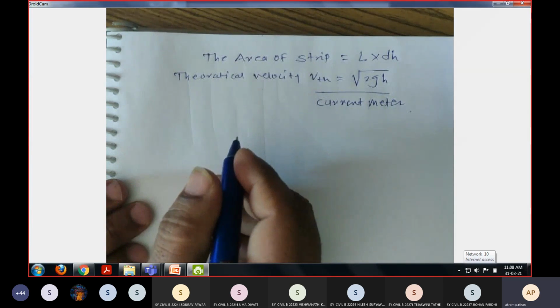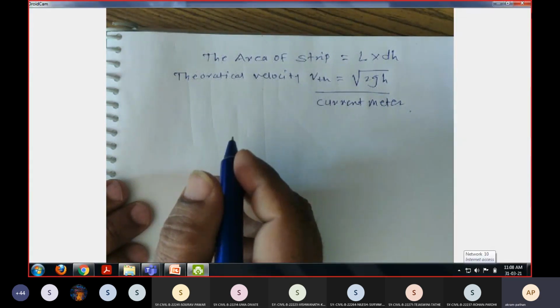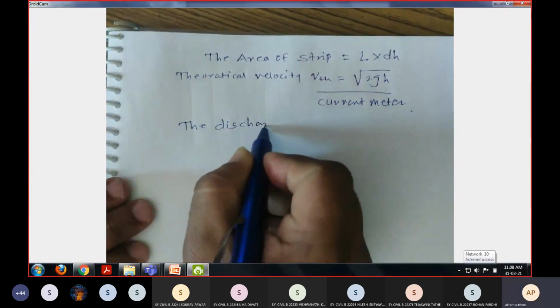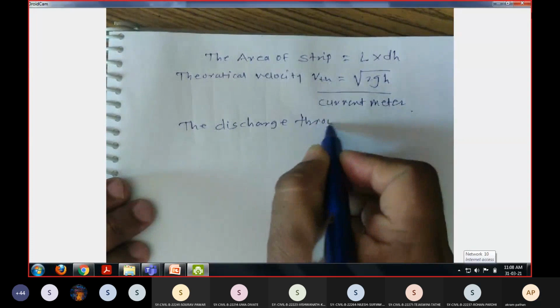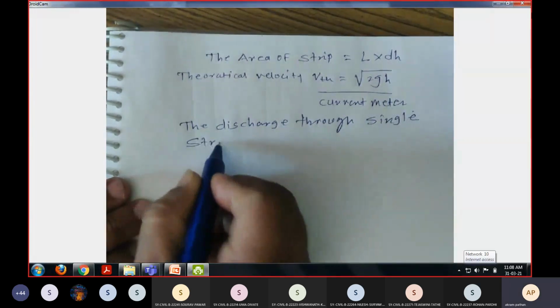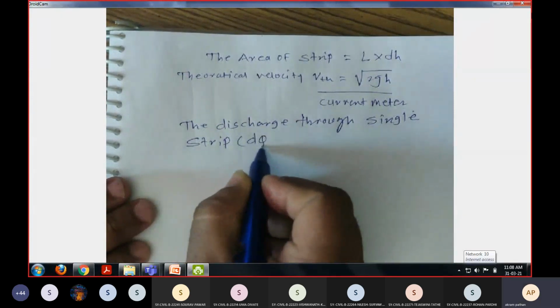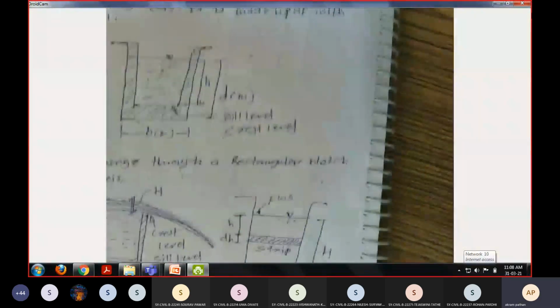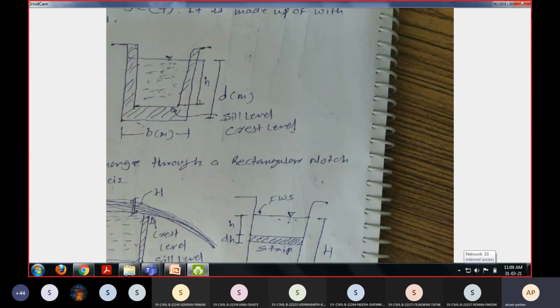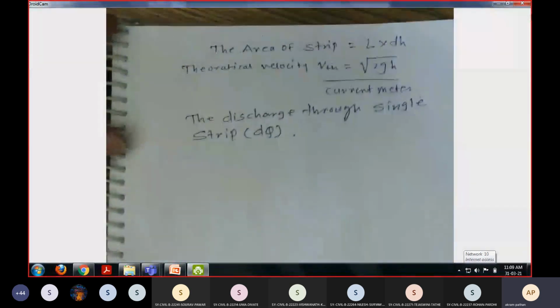then we have to calculate the discharge through the single strip, okay, that is dq. म्हणजे ही जी सिंगल स्ट्रीप आपण कन्सिडर केलेली आहे याच्यामधून अगोदर आपण डिस्चार्ज काढू. Once we have the discharge through a single strip, then we can calculate the discharge for the whole depth of the flow above the notch sill level.